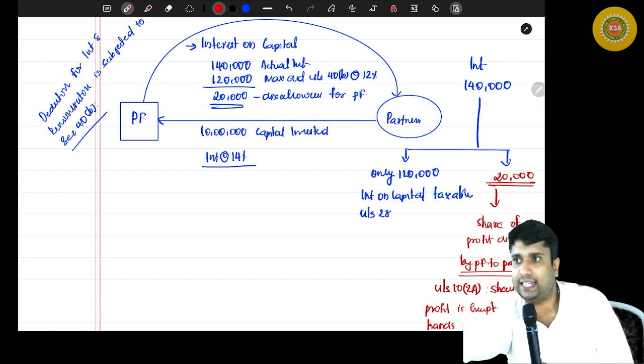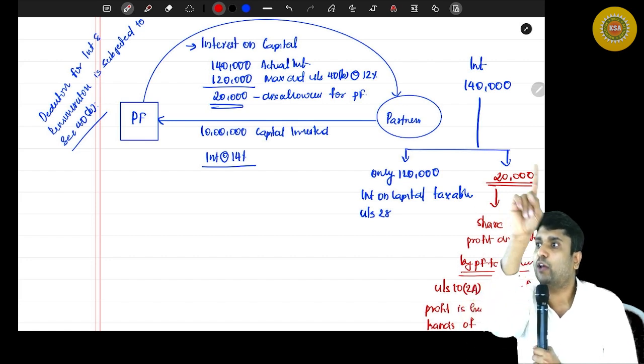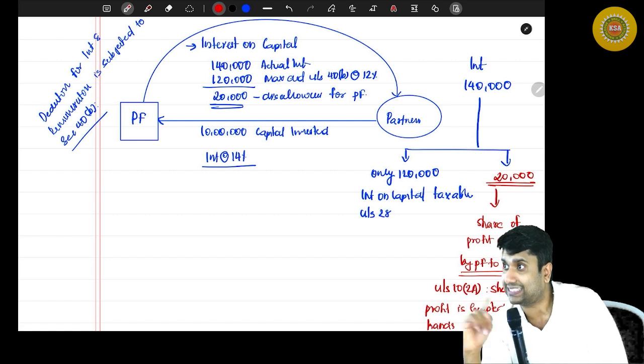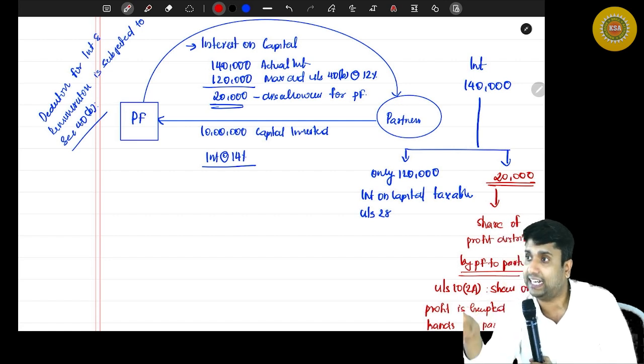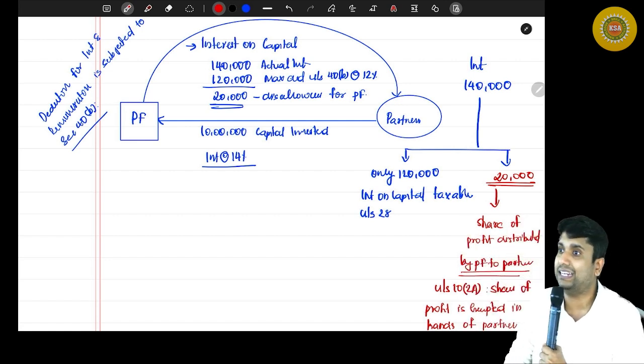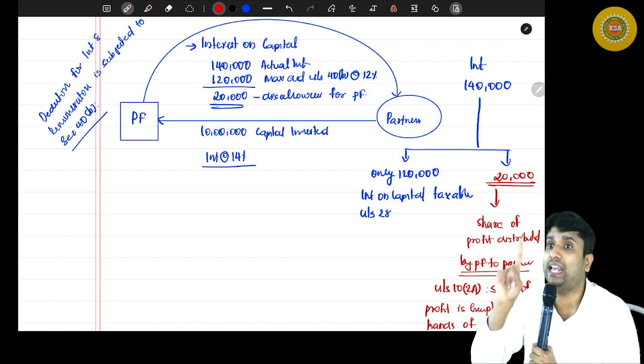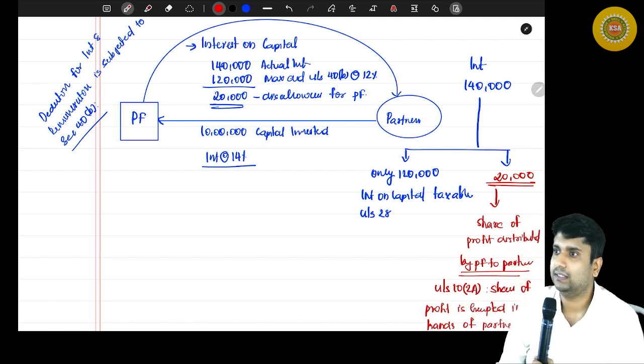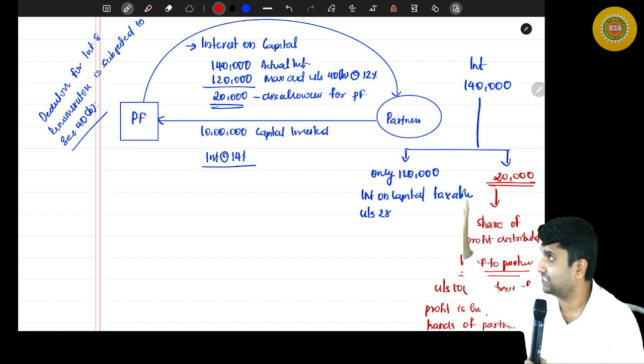The rest 20,000 has to be treated as share of profit distributed by the partnership firm to the partner. Even though it is called interest, that will be treated as share of profit received by the partner. And that 20,000 shall be fully exempted in the hands of the partner. This has been tested. May 23, if I'm not wrong, this has been tested.